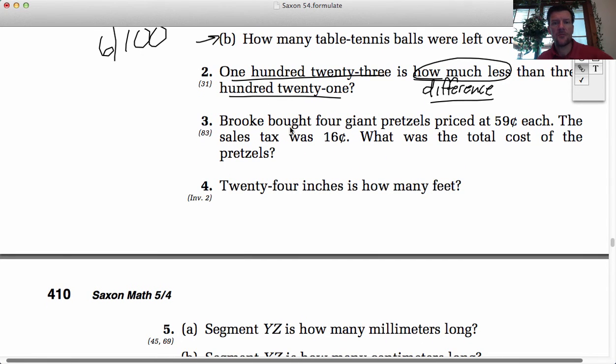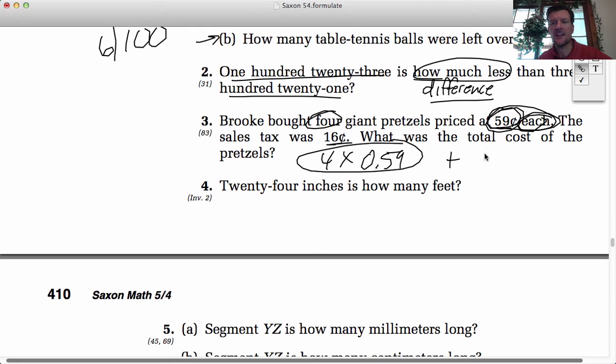Number 3. Brooke bought 4 giant pretzels priced at 59 cents each. Don't miss that. 4 at 59 each. The sales tax was 16 cents. What was the total cost of the pretzels? So you've got 59 cents each, 59 cents times 4, and then once you figure out what that value is, you're going to add on the 16 cents to find out what your total cost is.